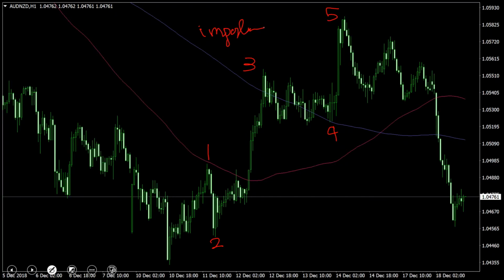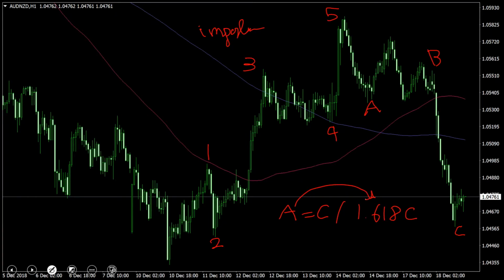And what has happened after an impulsive wave? Probably a correction. You can label this as wave A, this is wave B, and this is wave C, according to Elliott waves. Usually wave A equals wave C, but sometimes it can be 1.618 larger. So both scenarios can happen. In this case, probably the second one.